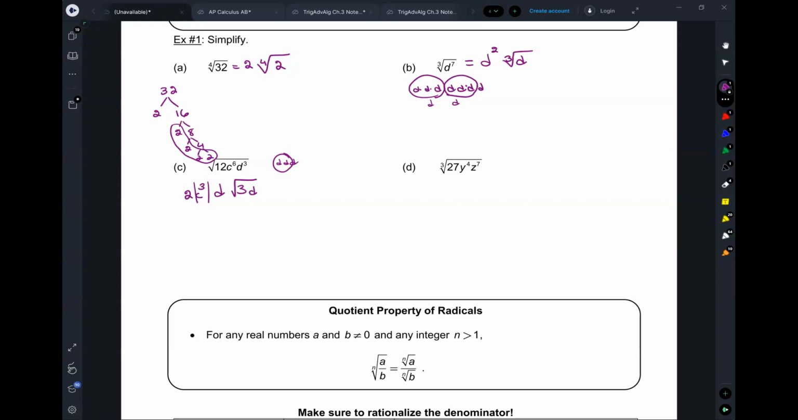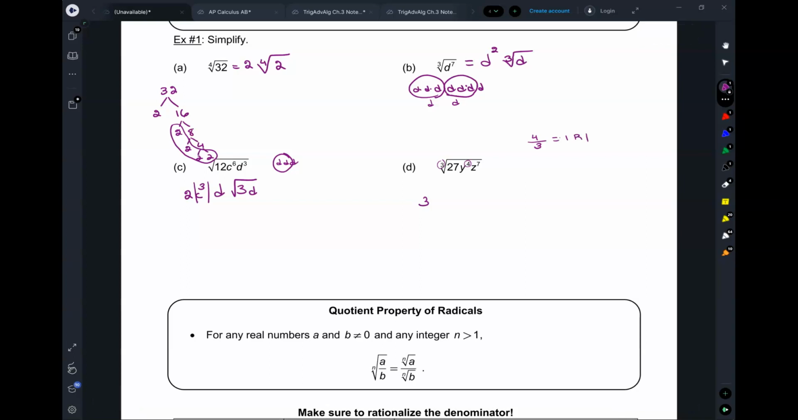Okay, next one. 27, right? Cube root of 27, what do we get? 3. Okay, so here, let me show you a different way of doing this. So here we have an exponent of 4 and an index of 3, right? You can do 4 divided by 3, right? And what do you get? When you do that, 4 divided by 3, you get 1, remainder 1, right?